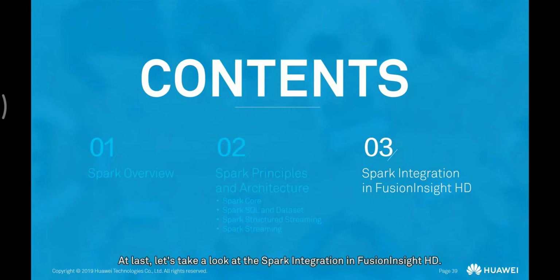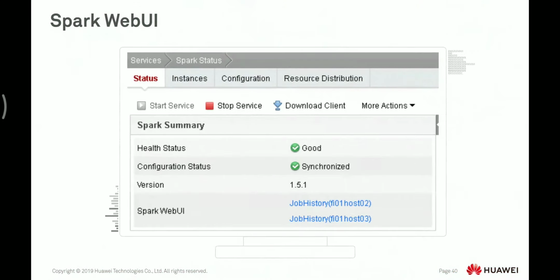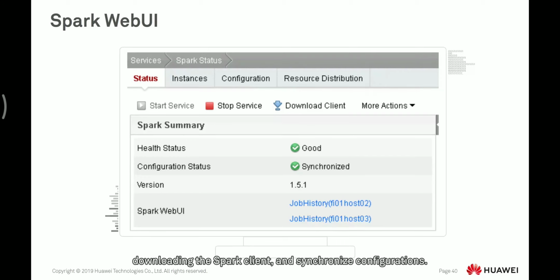At last, let's take a look at the Spark integration in Fusion Insight HD. Fusion Insight Manager provides a web UI for Spark, allowing users to obtain information about the service status, roles, and open configuration items, perform management operations such as starting and stopping Spark, downloading the Spark client, and synchronizing configurations, and also view the running instance health status and service overview.